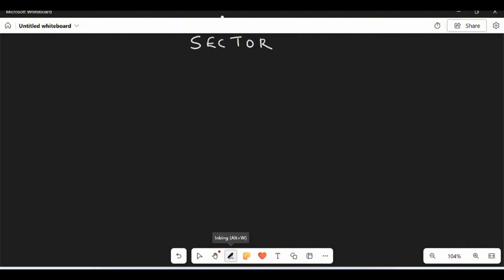Sector. A sector is a slice of a circle enclosed by 2 radii and the arc between them. Think of a pizza slice. Let us consider this circle. Let us say this is our center.